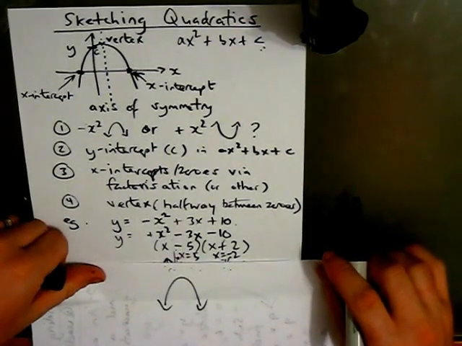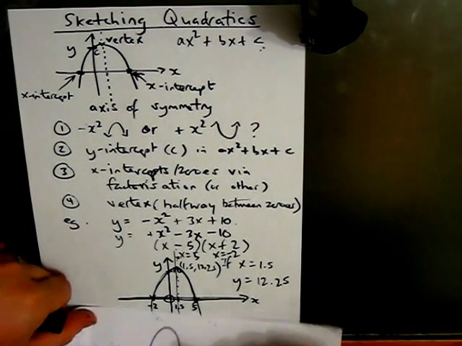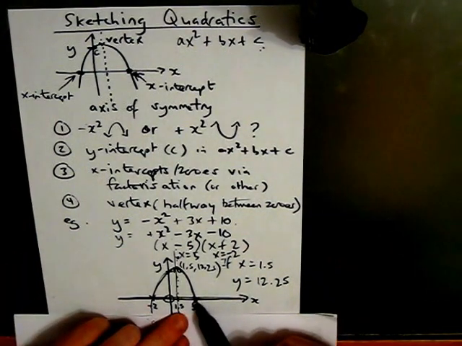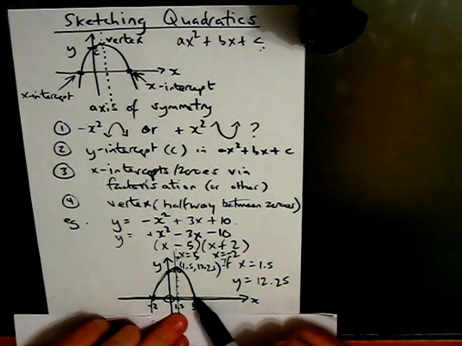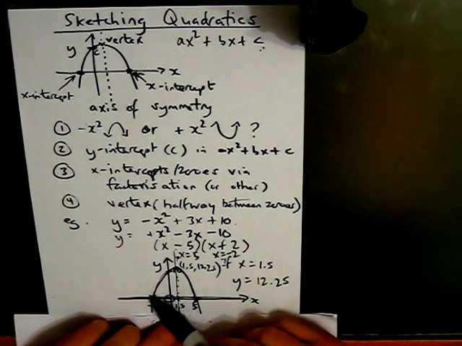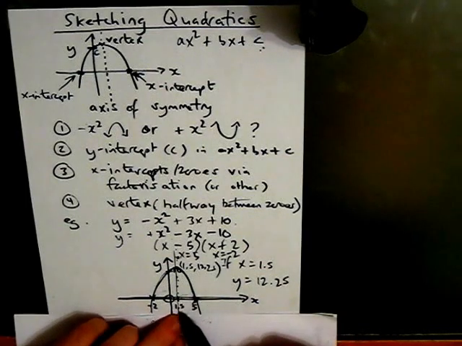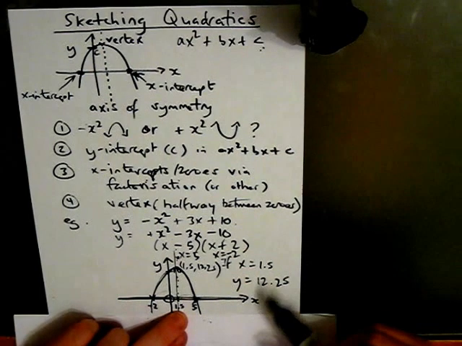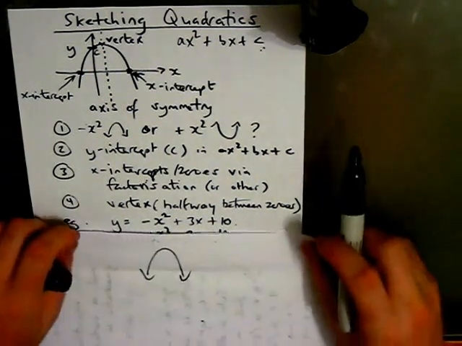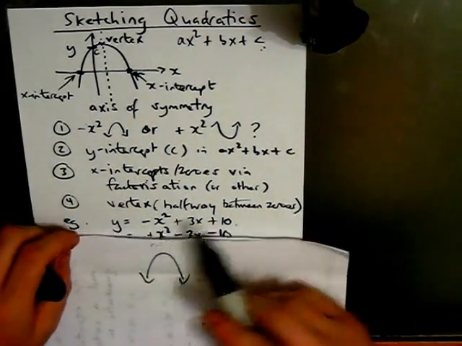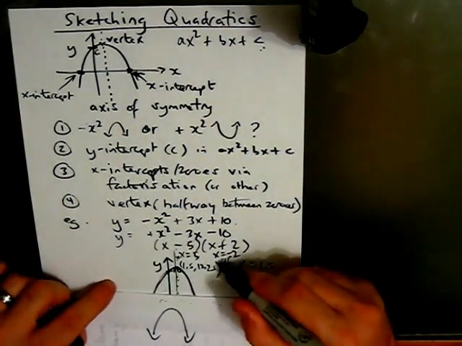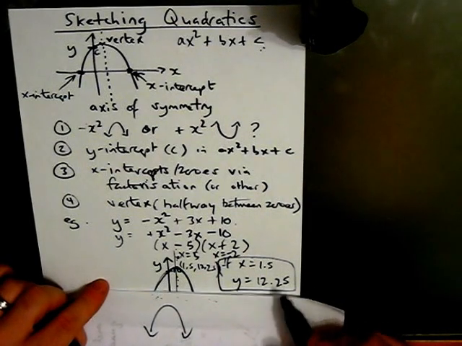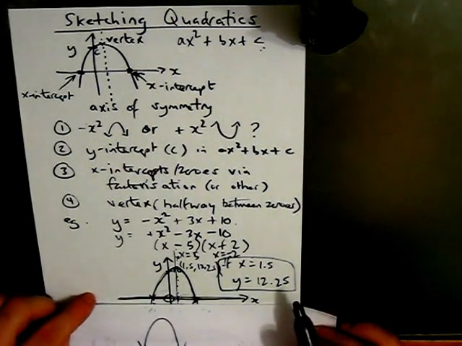So put that into your equation, and if you look here, coming in halfway between those zeros, that's 7 units, right? So come in halfway, 3.5 that way, or 3.5 that way, you're going to find yourself with 1.5. Put the value of 1.5 into the original equation. So sub in 1.5 there, and you'll get this. Y equals 12.25.